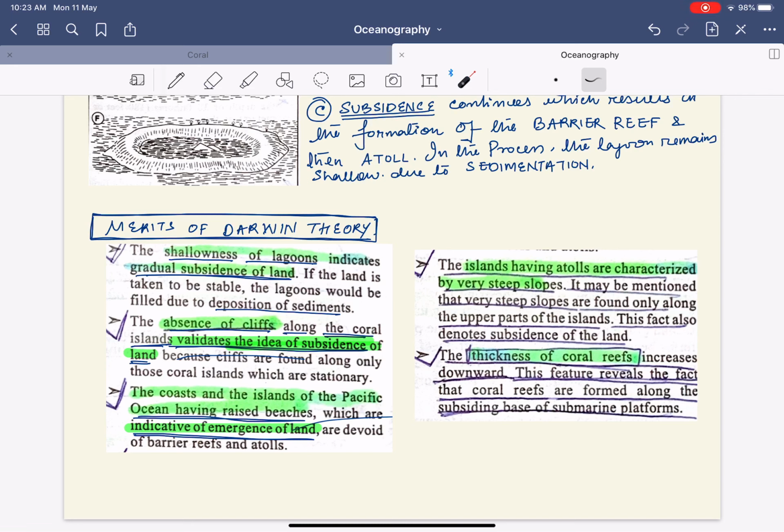Last but not the least, emergence of the land and a divide of the barrier reefs and atolls. Next is that the islands and atolls are characterized by steep slope. It may be mentioned that the very steep slopes are found only in the upper part of the island. Last but not least is the thickness of the coral reef.